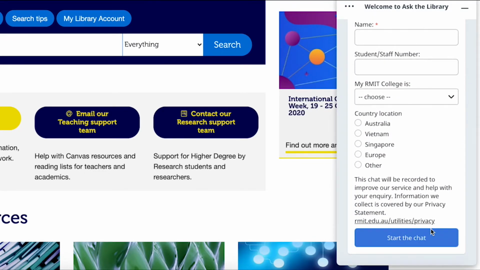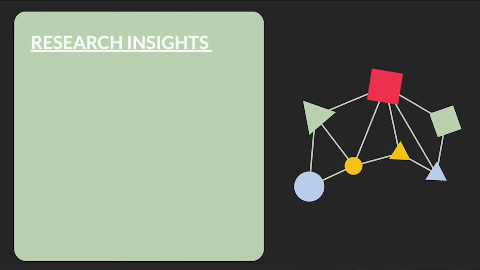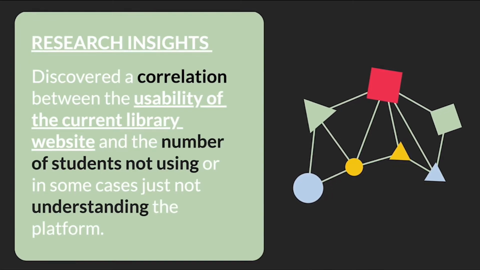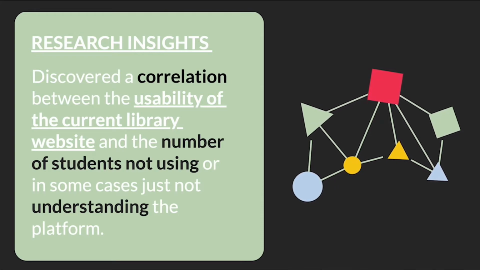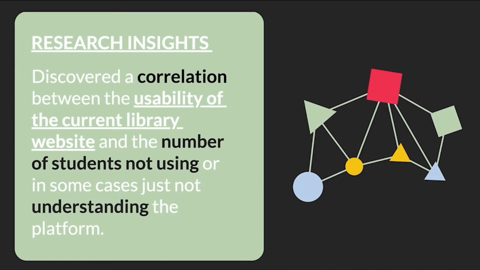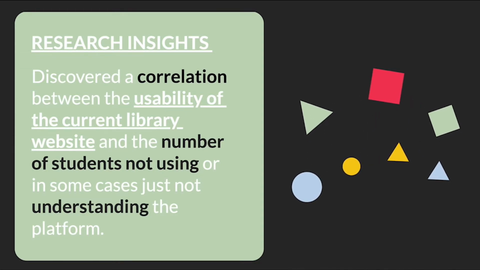After discovering the absence of an easily functioning and cohesive online library, what needed to be introduced and amended became clearly identifiable. Paired with the survey results, we were able to determine a correlation between the usability of the current website and the number of students not using, or in some cases, just not understanding the platform. It must be considered, however, that the survey data is not representative of all RMIT students and is only a sample size of the population.